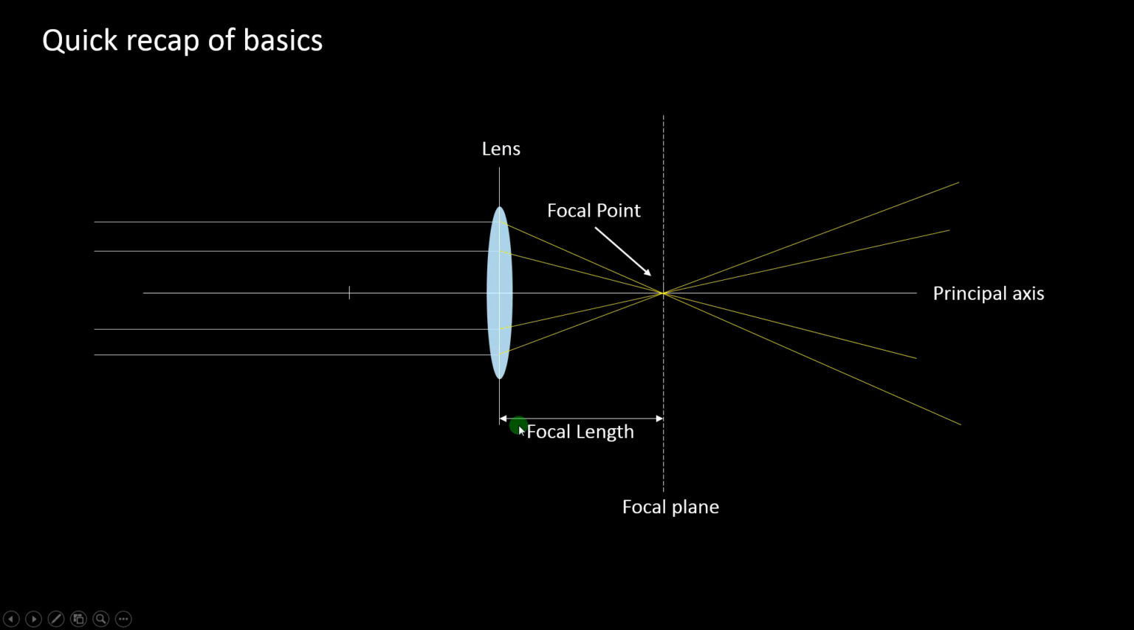So we've got the lens, the focal point, which is where the rays that are parallel to the principal axis on one side of the lens will be focused. The focal plane, which is the plane at right angles to the principal axis, and lined up with the focal point, and the focal length, which is the distance from the centre of the lens to the focal point.